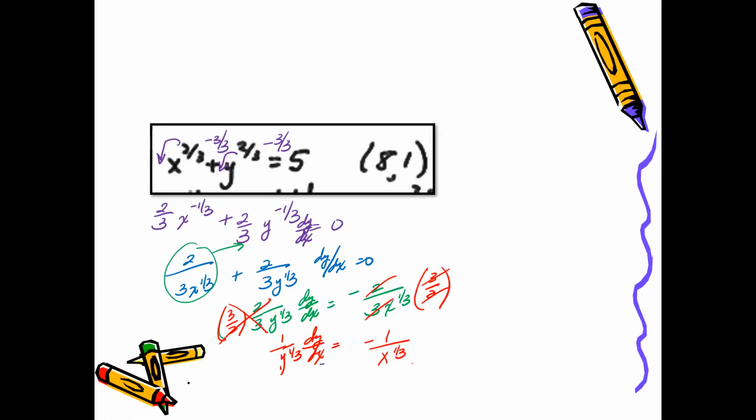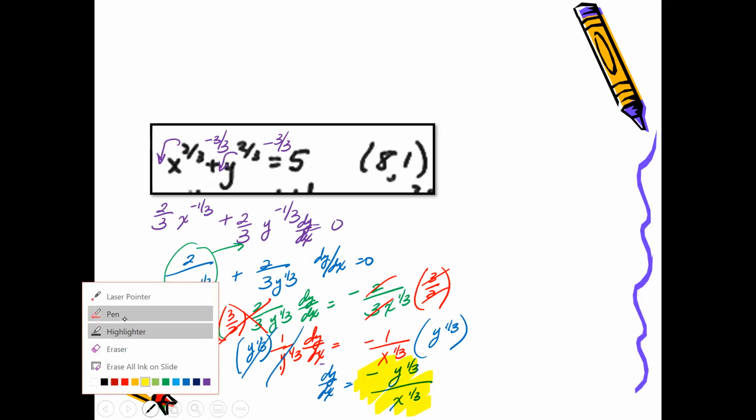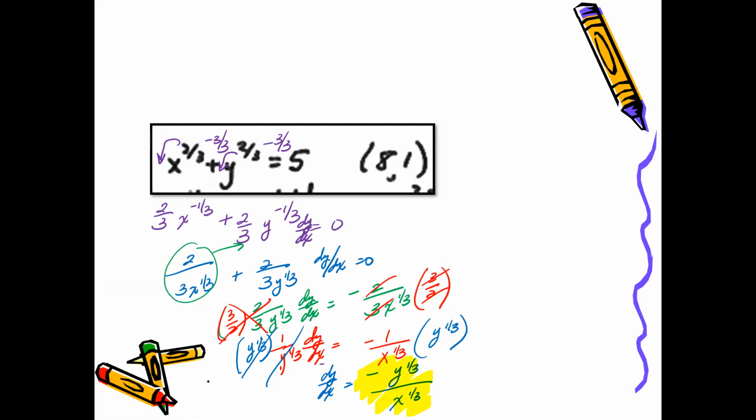Okay, so then I want to get dy over dx by itself again, but I have 1 over y to the 1/3, so I'm going to multiply by y to the 1/3 on the left side and y to the 1/3 on the right side. So that part cancels. dy over dx equals negative y to the 1/3 over x to the 1/3. Now that I have this, and this is my slope, I can plug in the x and y values, so I have an actual concrete number for the slope.